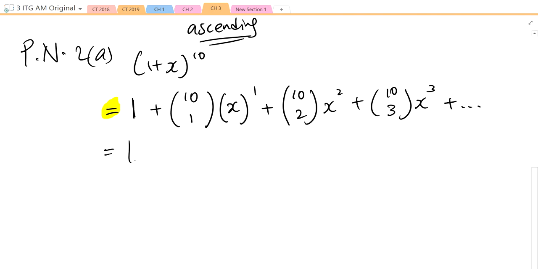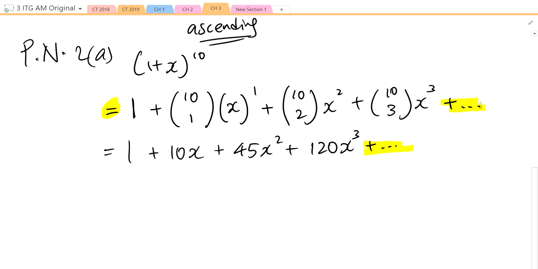Okay. So 1 is simply 1 plus 10 choose 1. How much is that? 10 choose 1. Calculator, or mental sum. 10x. What is 10 choose 2? 45x squared. Plus 10 choose 3? 120x cubed. Plus dot dot dot. Okay, so that's the answer. I want you to make sure you have the plus dot dot dot.